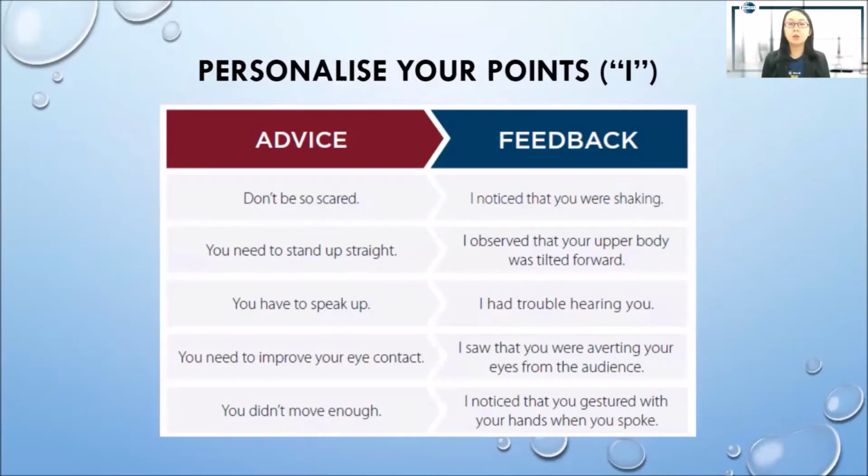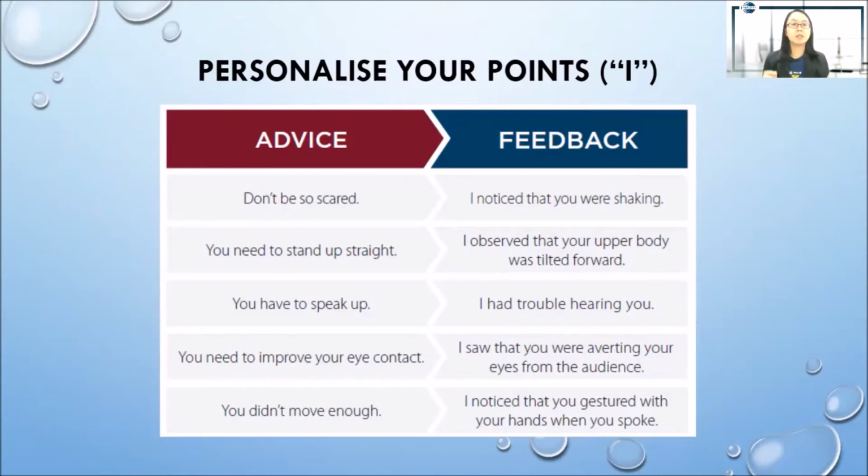For example, you can see this particular table which differentiates advice and feedback. Advice is such that you tell them straight away, directly, don't be scared. Sometimes it may sound very harsh or it may sound like an order. But for feedback, as an evaluator, we would say it in a better way: I noticed that you were shaking and nervous in the beginning of your speech.